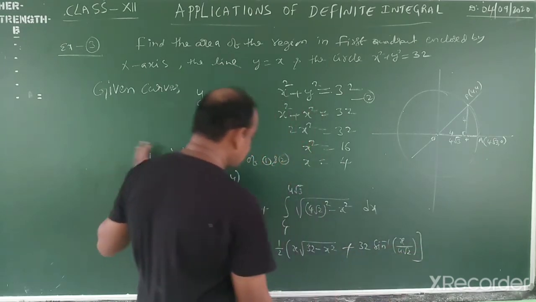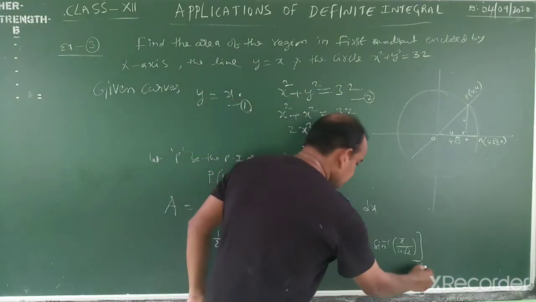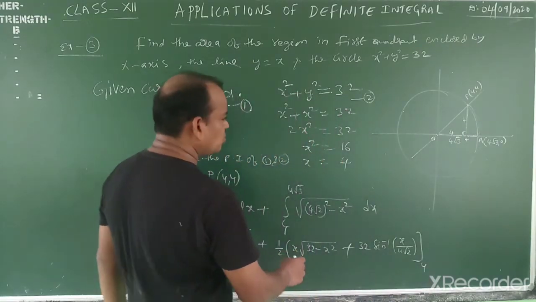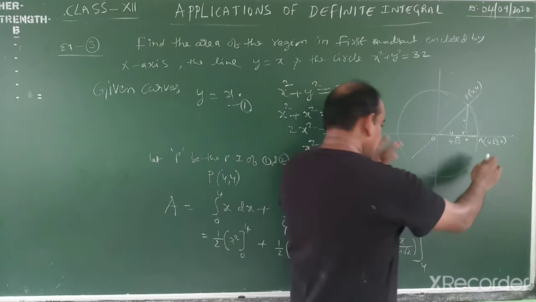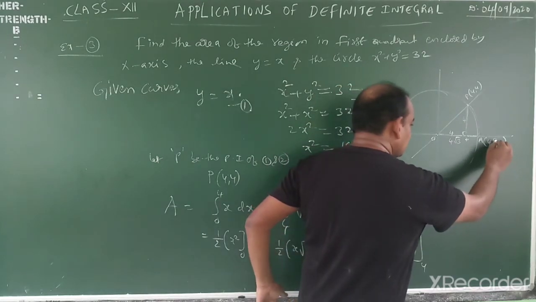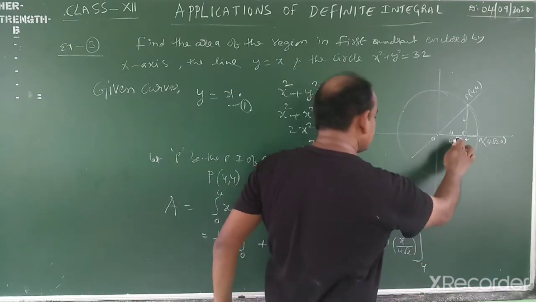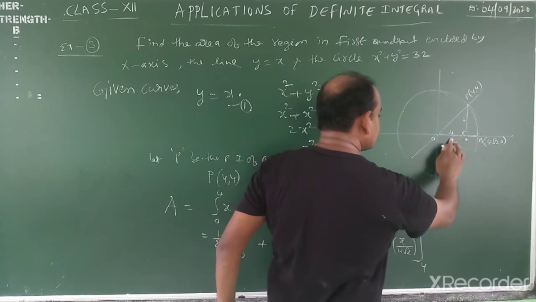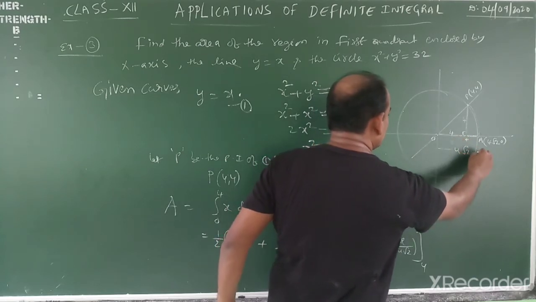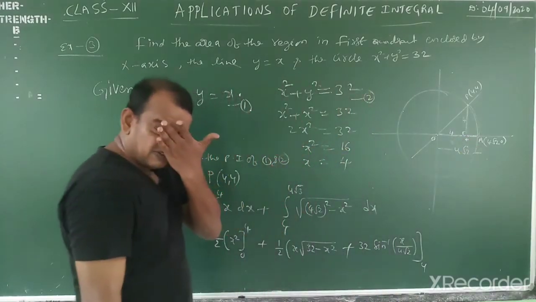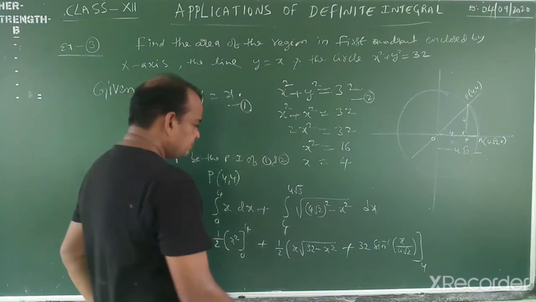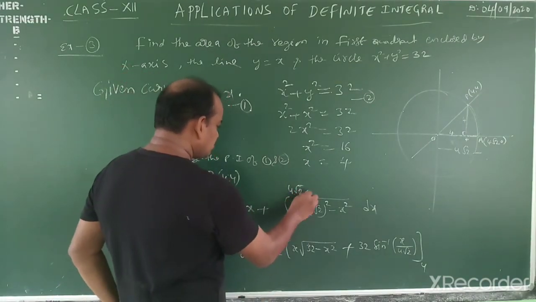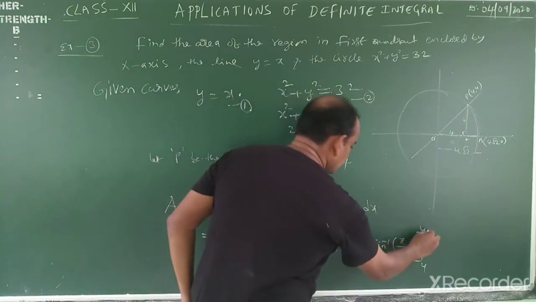What are the limits? 4 to 4 root 3. Sorry, 4 to 4 root 2, not root 3. Why root 3? Sorry, that is root 2 only. Okay, my dear students, this total length from here to here is 4 root 2, since the area is 32 only, not 4 root 3. 4 root 2 only, sorry.